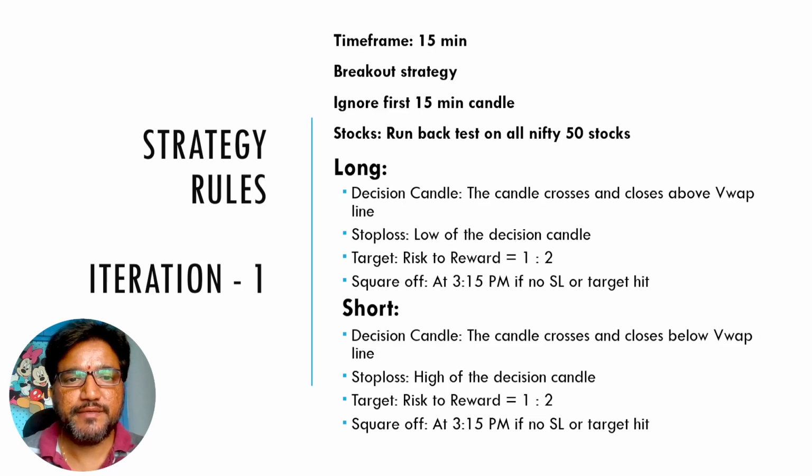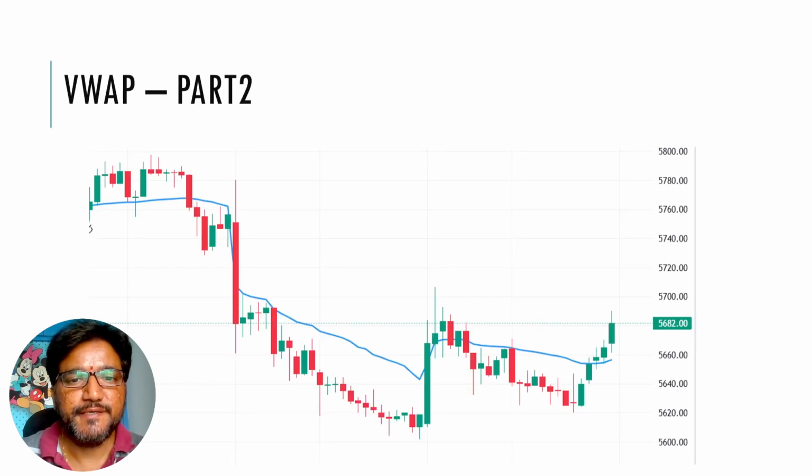Let me explain an important thing here. From this chart, you see there are different candles. You see this big red candle, right? This is the first candle of the day. We are ignoring this candle. And if you look at the other candles, this one has not closed above the VWAP line. It's green. So we are not taking any decision here. No decision here, no decision here, no decision here.